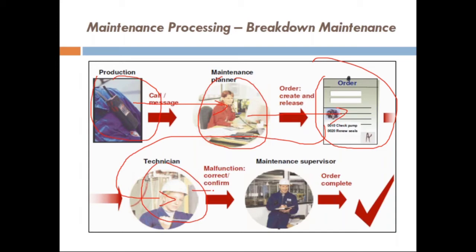Once the repair activity is completed, the maintenance planner or supervisor will complete that order. They will do the confirmation and then take over, and finally at month end the finance people will do their activities. So this is the breakdown maintenance. How to execute this in the system end to end, we will see.